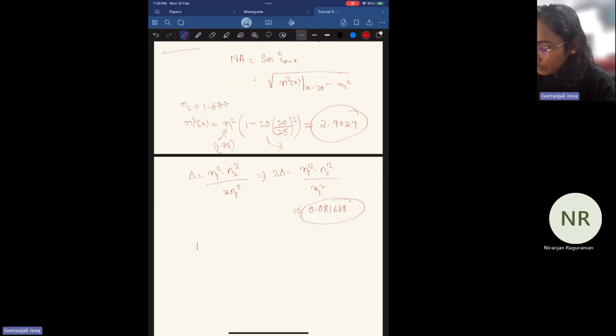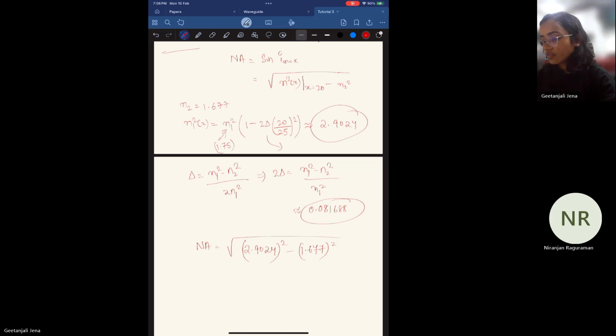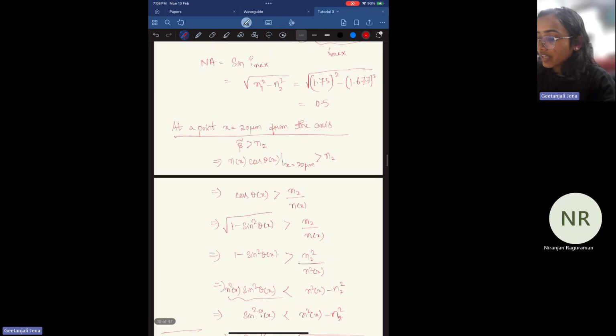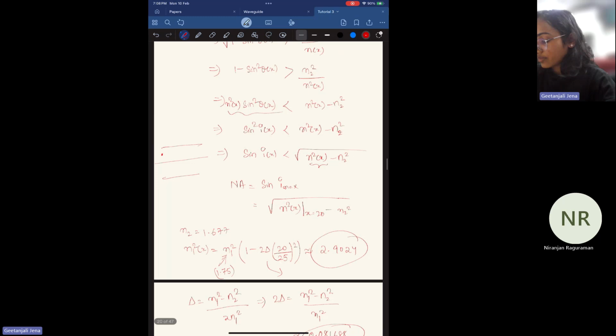So that means we have the numerical aperture as the square root of 2.9024 minus n2 square, 1.677 square. So this will come around 0.3. So you can see at the non-axial point it is 0.3, but at the axial point it is 0.5. So it varies from point to point in the parabolic index medium.